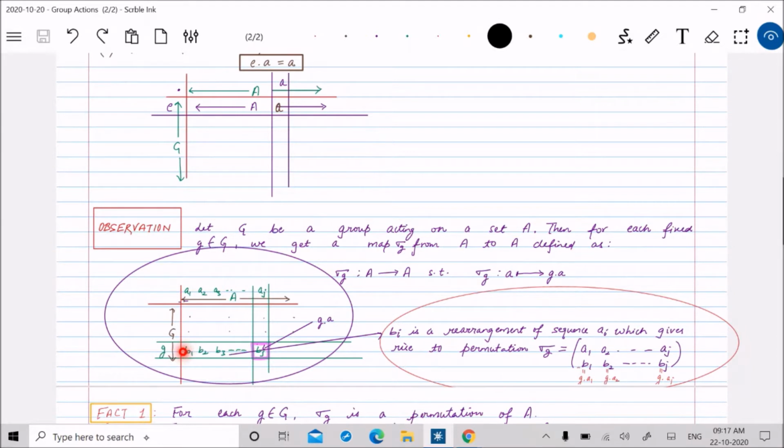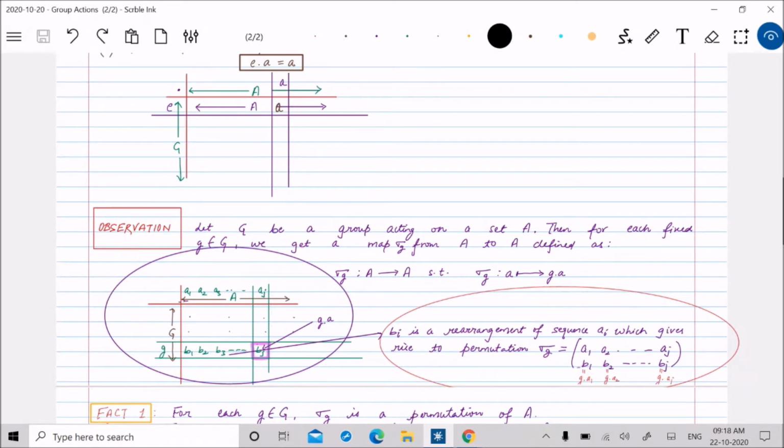Of course, each entry here must be a member of capital A, right? So we can say that this sequence b1, b2, b3 up to bj must be some rearrangement of the original sequence of the elements of capital A. I mean, these elements are not new elements, though I have represented them by b1, b2, b3, and so on. Actually, b1 may be equal to a5, b2 may be equal to a3, b3 may be equal to a7, and so on. Right?